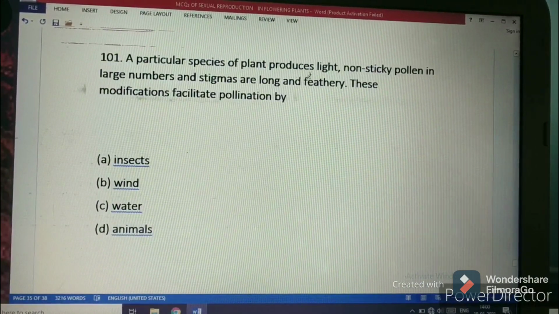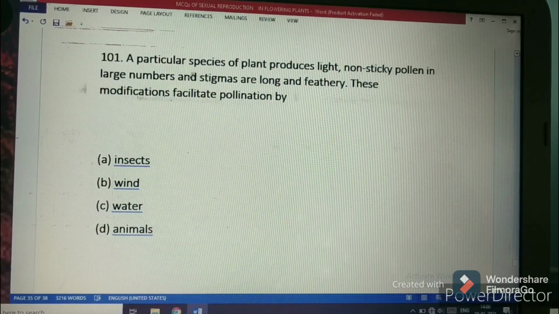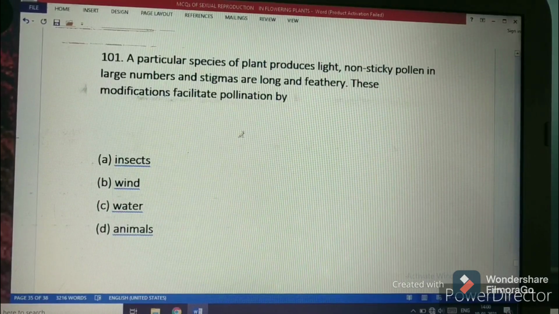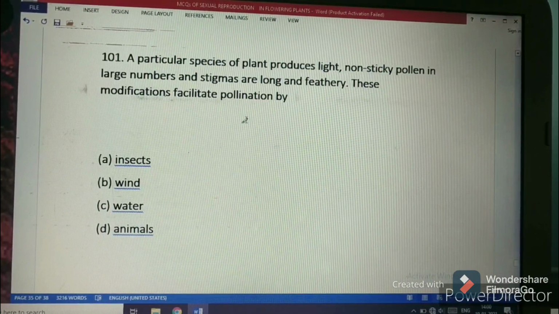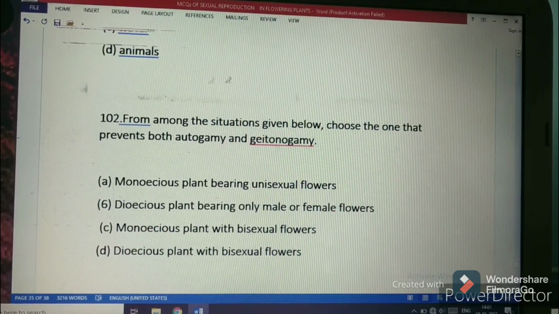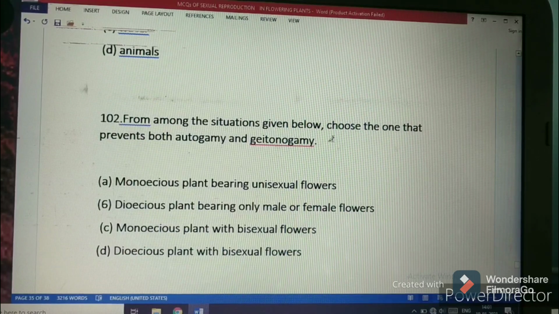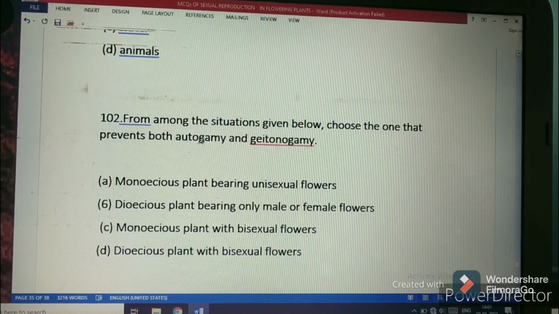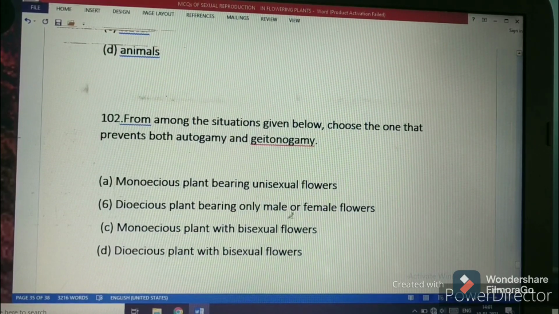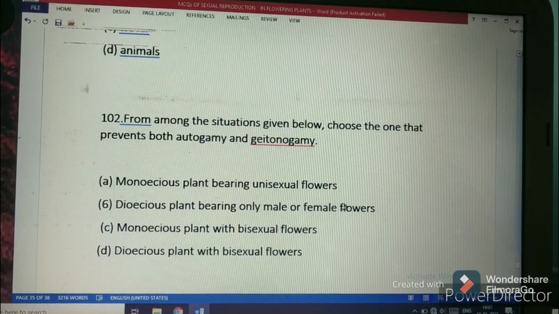A particular species of plant produces light, non-sticky pollen in large numbers and stigmas are long and feathery, and this modification facilitates pollination by wind. From among the situations given below, choose the one that prevents both autogamy and geitonogamy. Dioecious plant bearing only male or female flowers.